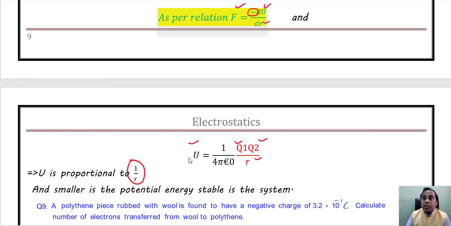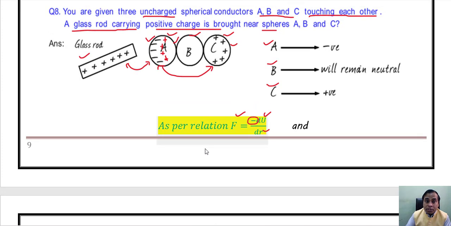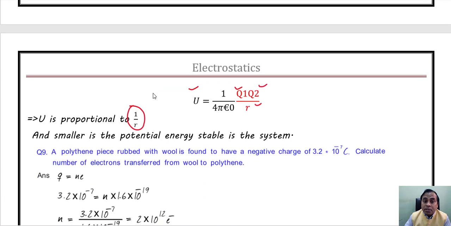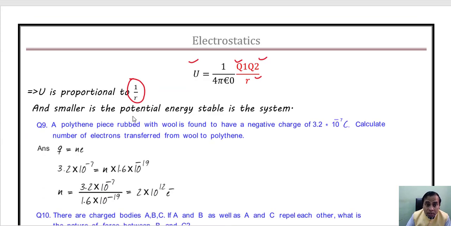But force does not act that way. The force acts in such a way that the potential energy should decrease with distance. So as the distance increases, the potential energy decreases, and this brings the system into stability. This brings the system in stability. The smaller the potential energy, the more stable the system. That's the reason. It is logic number 1. We'll look at logic number 2 sometime else.